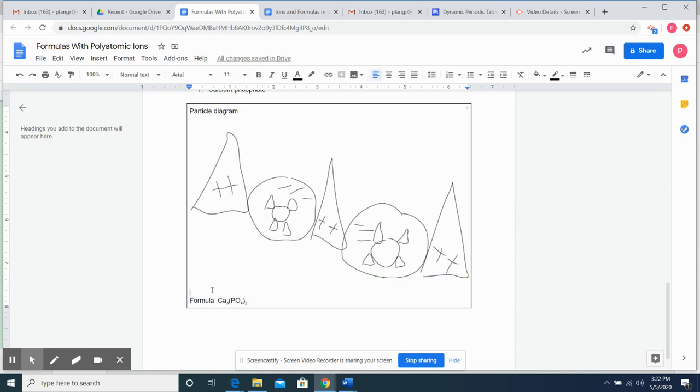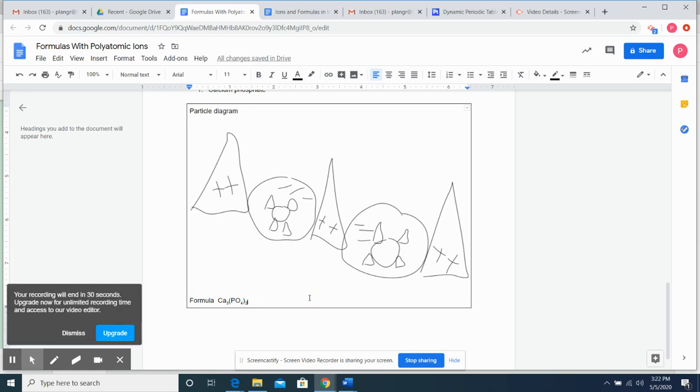Then we went down here to write the formula. We know that there's 3 calciums. We know that there's 2 phosphates. And we draw them like this with a parentheses around the phosphate so people know that that is a polyatomic ion, and it always comes in a group like that, okay? So you are going to be doing something like this. I'm going to give you one example before you actually have to do your assignment today.